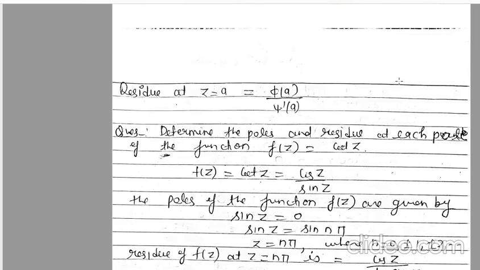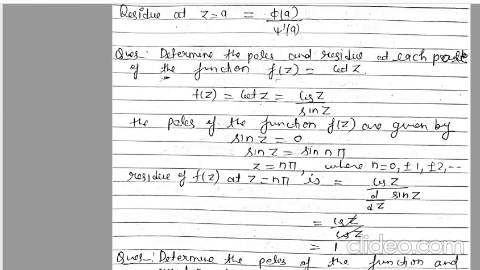Now, there is another method to find the residue at z is equal to a. The first method is for a simple pole, the second method is for a pole of order n, and there is a third method for the residue at z is equal to a, if your function is given in this form, phi(a) upon psi dash(a). There is an example, and you will understand it better by this example.